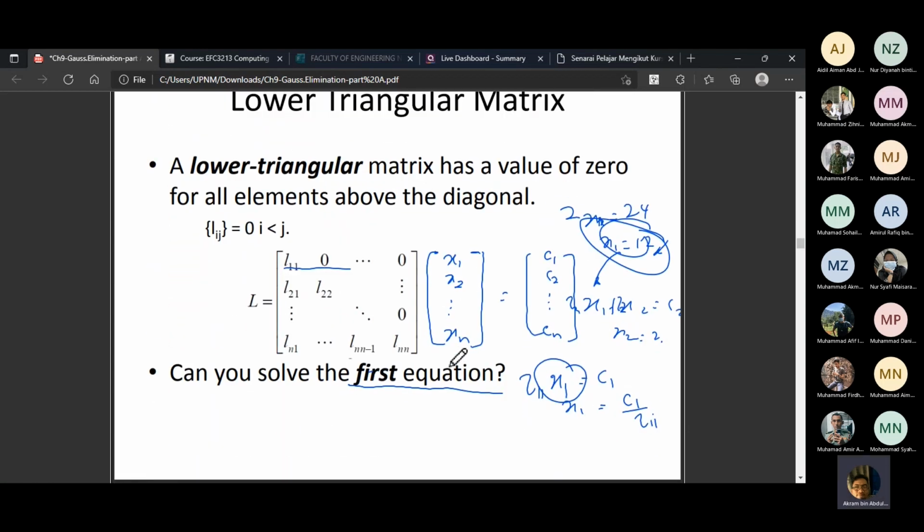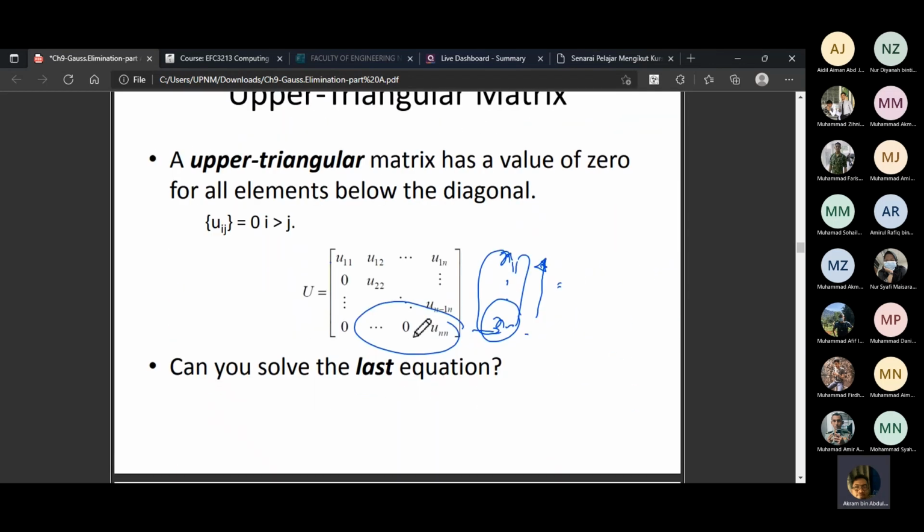Then kita ada lower triangular matrix. Yang mana lower triangular matrix adalah a kind of matrix where all elements above the main diagonal are zero. So daripada diagonal lower, ini lower triangular, above dia semua akan bernilai kosong. Itu maksud lower triangular. Manakala upper triangular, all elements below the main diagonal, so kita ada diagonal line, below diagonal line ni semua akan bernilai zero.